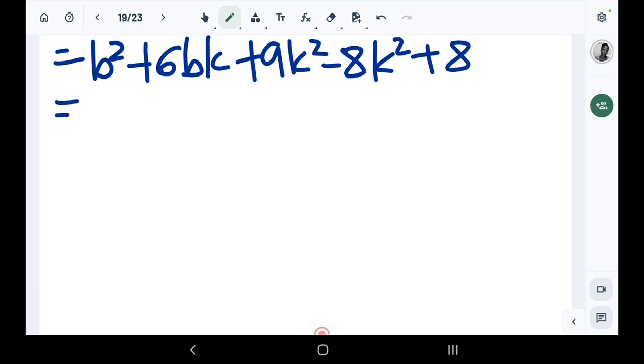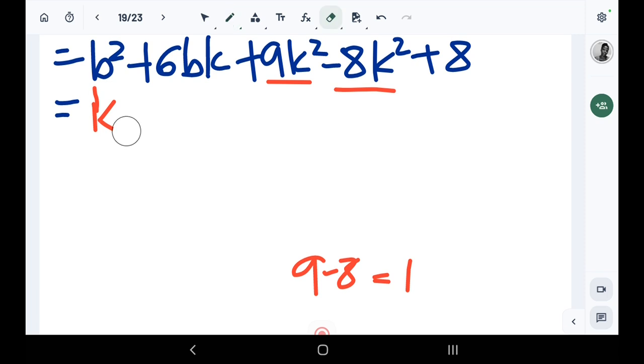Now notice that we've got like terms. Let's highlight all the like terms. That's 9k squared minus 8k squared. 9 minus 8 is equal to 1. So that gives us 1k squared. So that's k squared. Let's start with that. So that will be k squared.